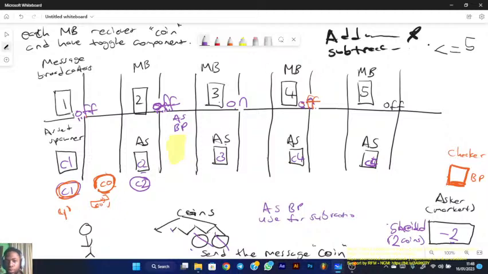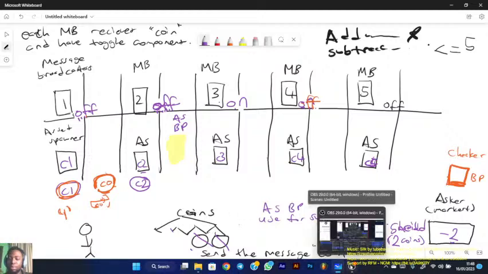So that's just the basic idea for addition and subtraction in Sandbox.